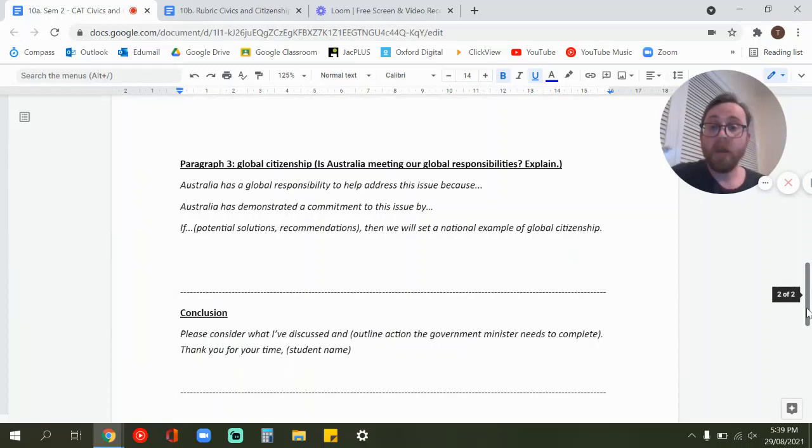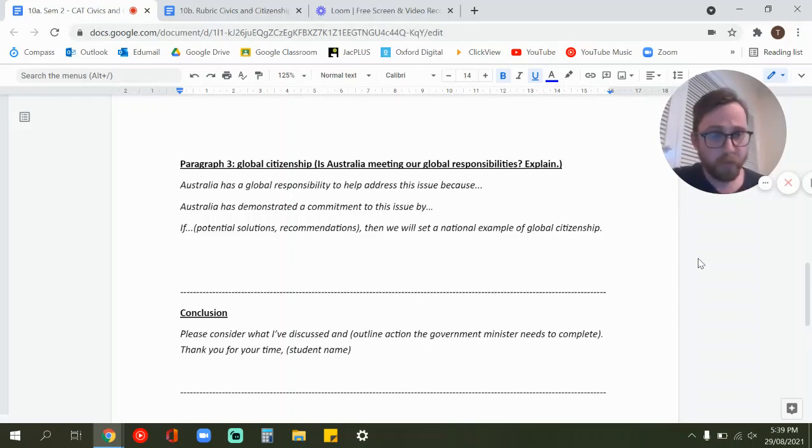Paragraph 3, global citizenship. So this is almost your conclusion. That's your conclusion, but this is where you evaluate, I should say. This is where you evaluate, is Australia meeting our global responsibilities? So explain, are we practicing global citizenship? Yes, no, why? What can we do to solve the problem? So Australia has a global responsibility to help this issue because Australia has demonstrated a commitment to this issue by, and that's where you talk about our current actions.